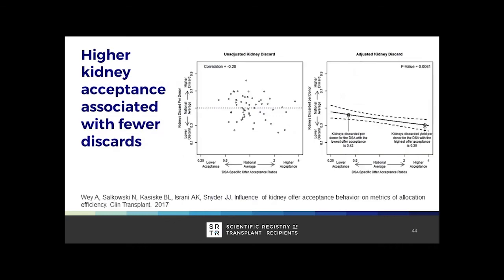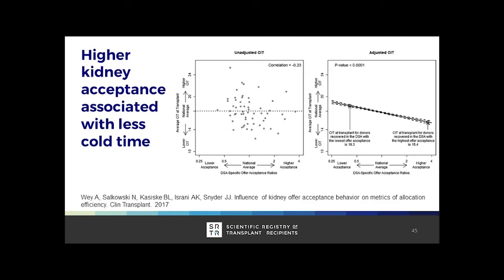We looked at a few other metrics along this line of thinking. This was recently published. Dr. Way first authored this in Clinical Transplantation. This figure here shows the relationship between what we call the DSA-specific offer acceptance ratios, in other words, the acceptance behavior within your local DSA, and on the y-axis here, the kidney discard rate. And the trend line over to the right is the adjusted analysis, so I'll just focus on that. But this is suggesting that as programs within your local area become more likely to accept offers, the probability that those kidneys are discarded goes down.